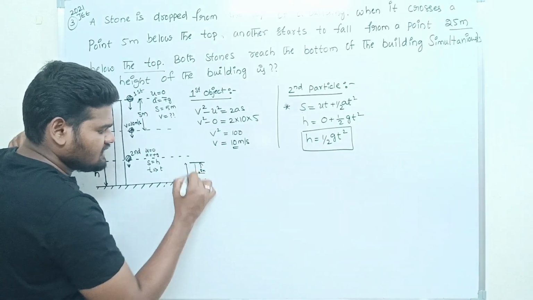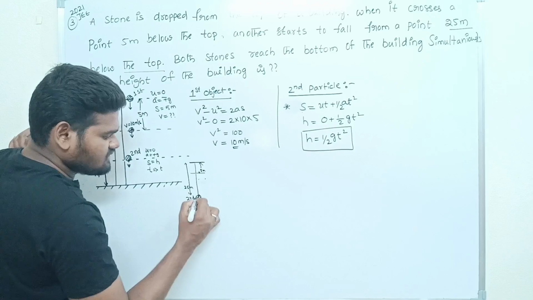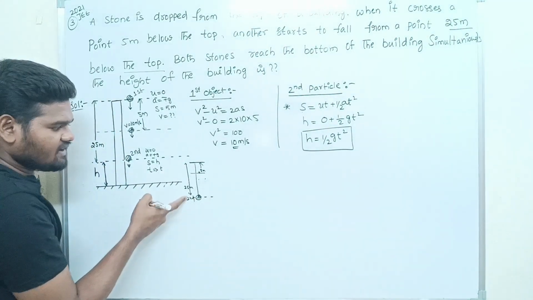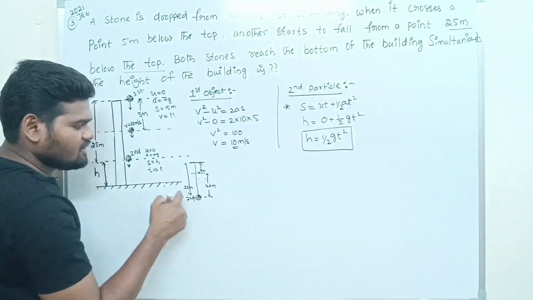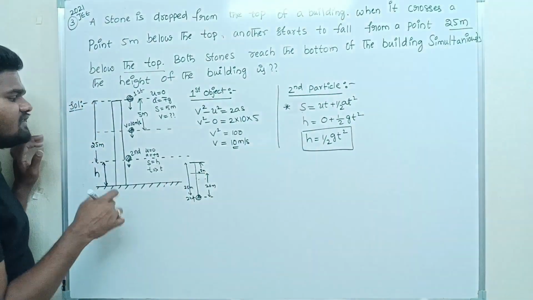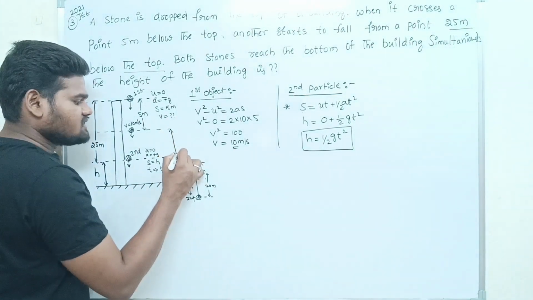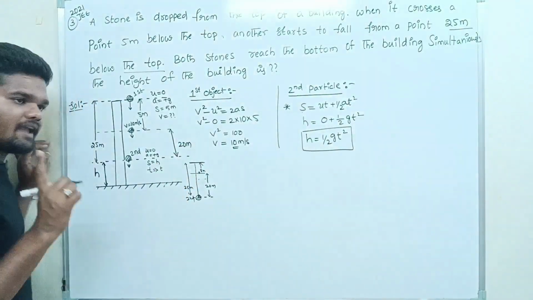This is 5 meters. And this is how much? 25 meters. Now have a look. This is 25, this is 5 meters. Then what is the remaining distance? 20 meters. 25 minus 5 meters is equal to how much? 20 meters. Now this gap is how much? 20 meters.